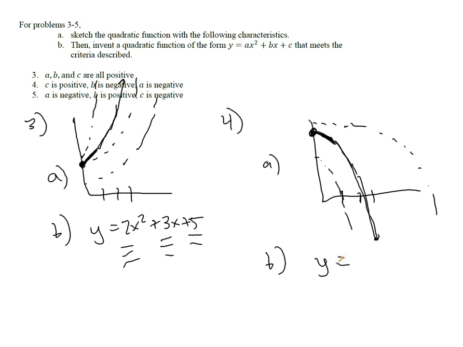So for part B, we'll pick one, it doesn't really matter. y equals negative 3x squared minus 2x plus 7.